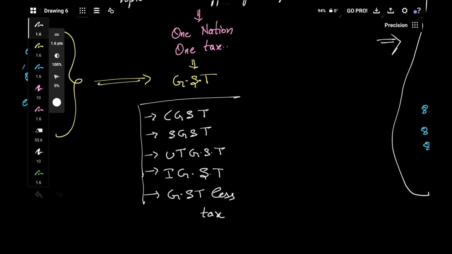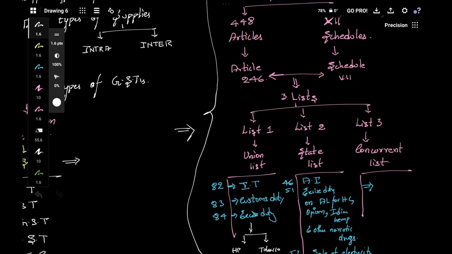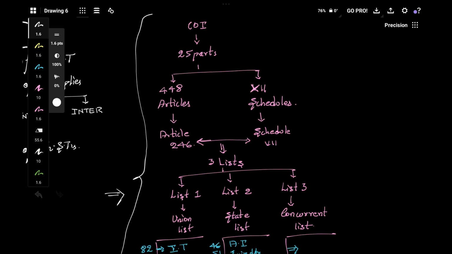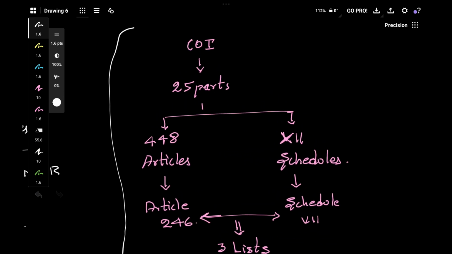When they tried to implement GST, the first thing they did was try to amend the constitution. Why? Because, so what is the constitution initially?